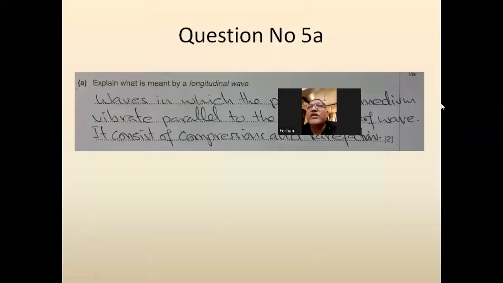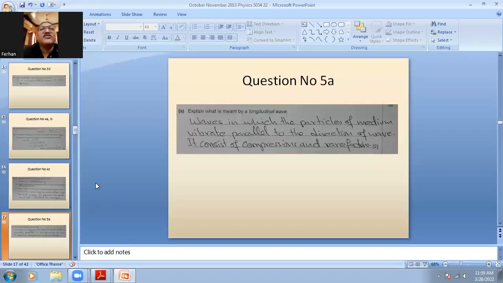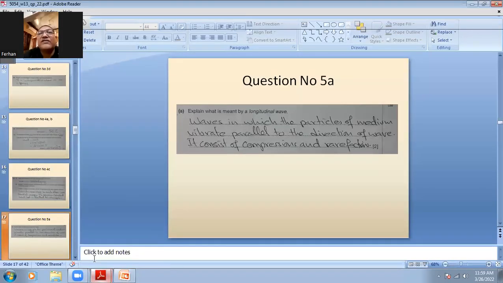Okay, so here we go. Explain what is meant by a longitudinal wave. He says a wave in which the particles of the medium vibrate parallel to the direction of the wave. It consists of compressions and rarefactions. So this is the answer. Okay, so that was the first part.